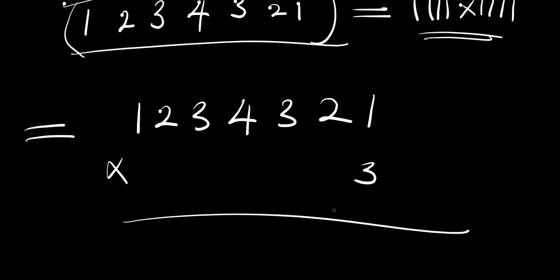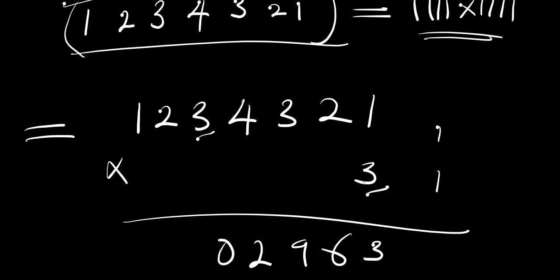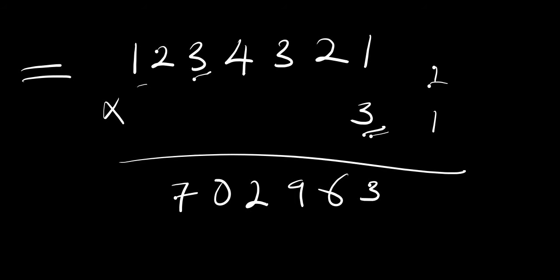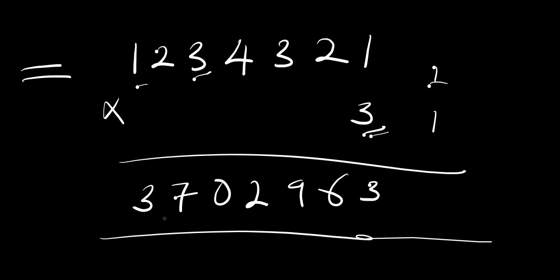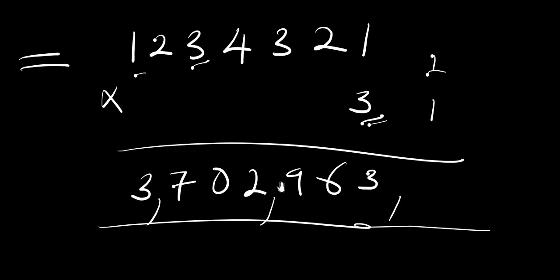So let's carry out the multiplication. 3 times 1 is 3. 3 times 2 is 6. 3 times 3 is 9. 3 times 4 is 12. So we are going to write 2 and carry over 1. 3 times 3 is 9. 9 plus 1 is 10. We write 0 and carry over 1 again. 3 times 2 is 6. 6 plus this 1 is 7. So we have 7. Then finally, we have 3 times this 1 again. We are going to have 3. So we write the 3. So we have 3,702,963. So this is our final answer without making use of a calculator.